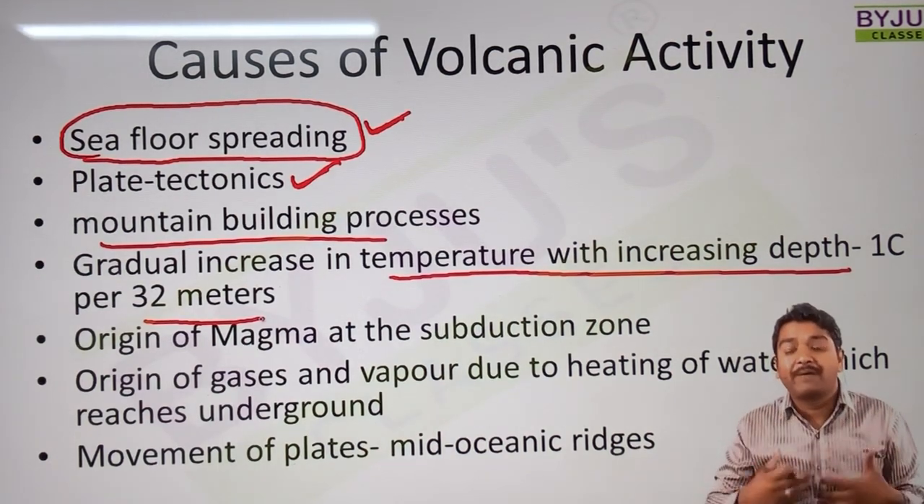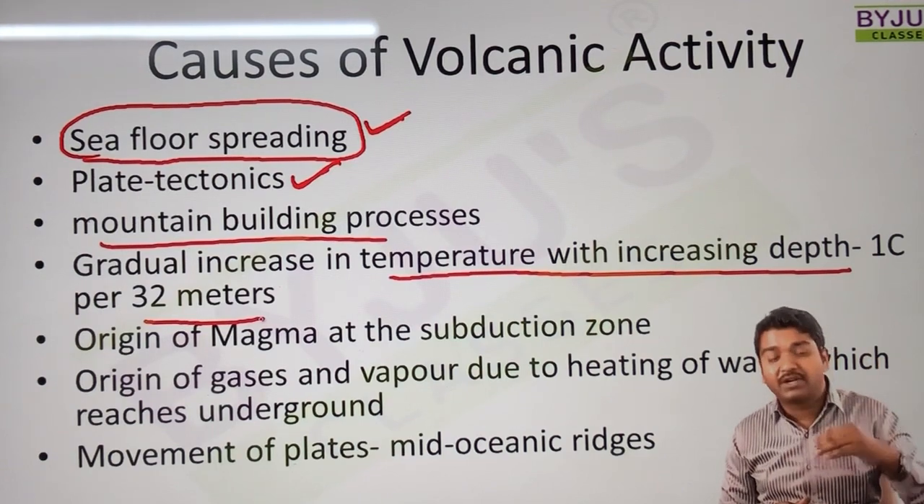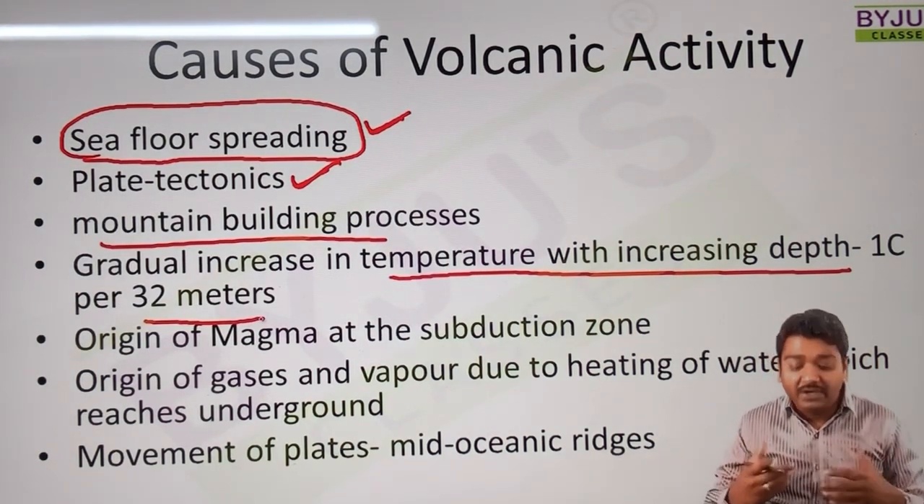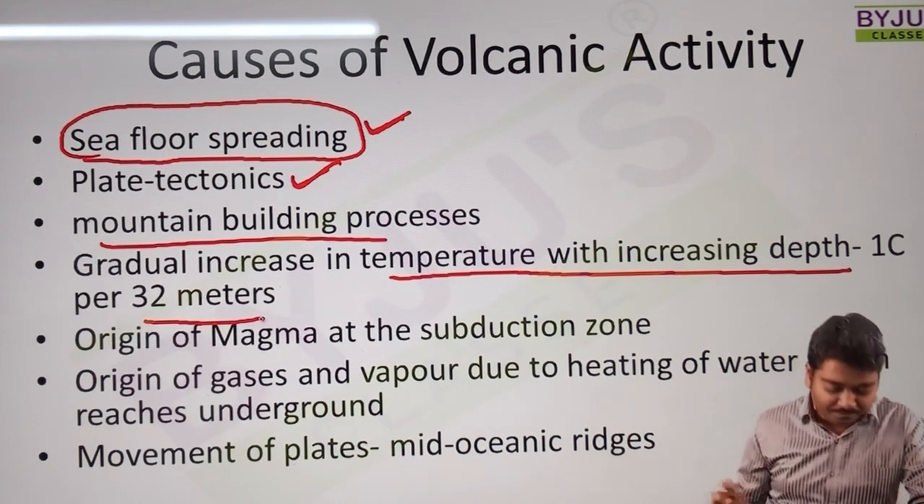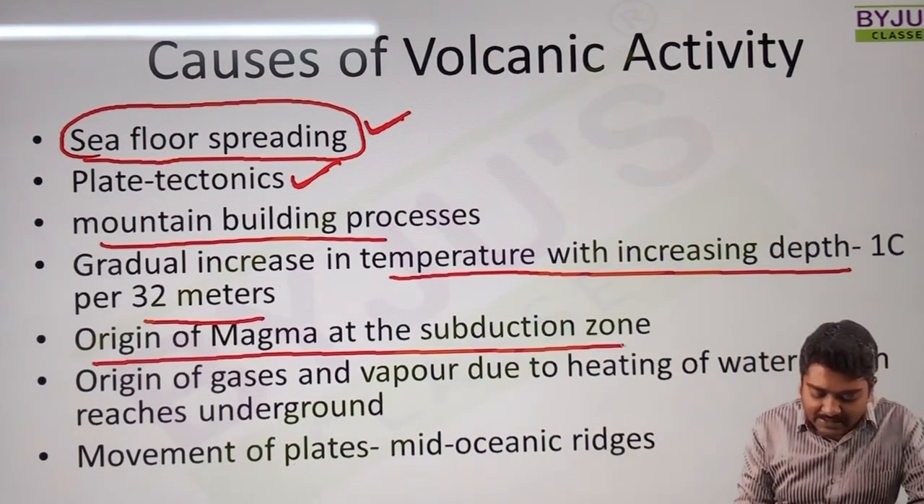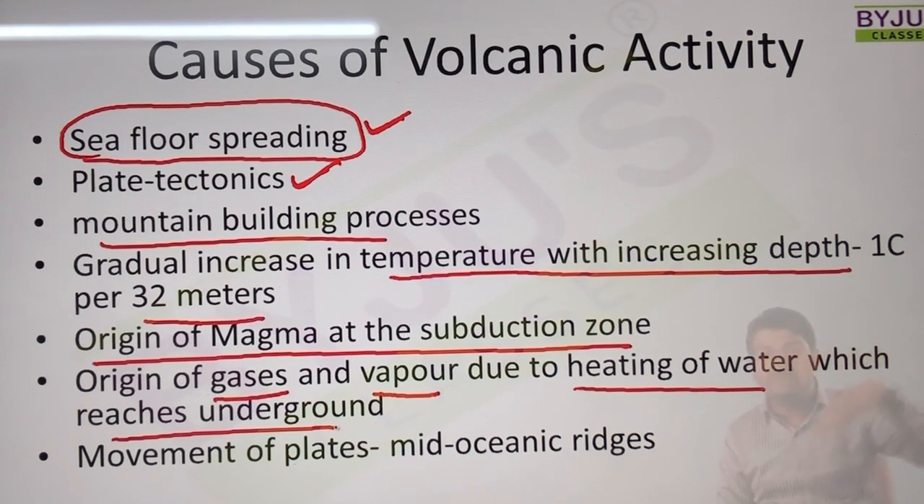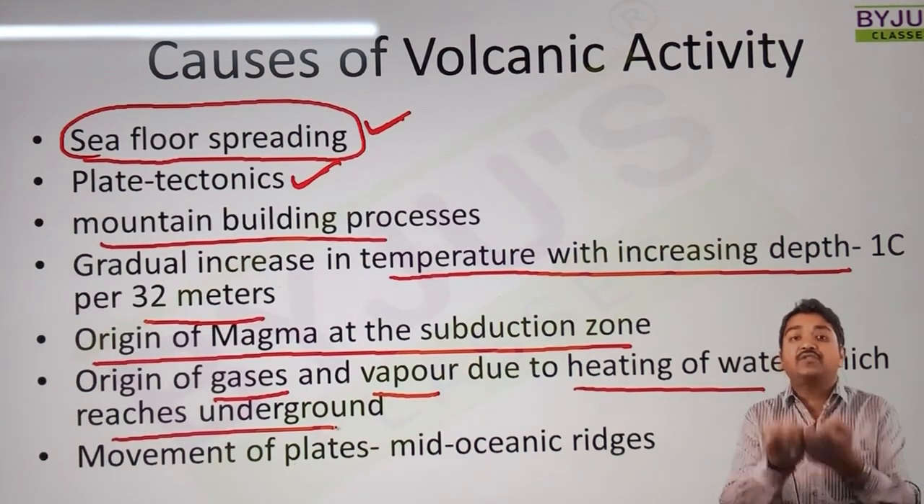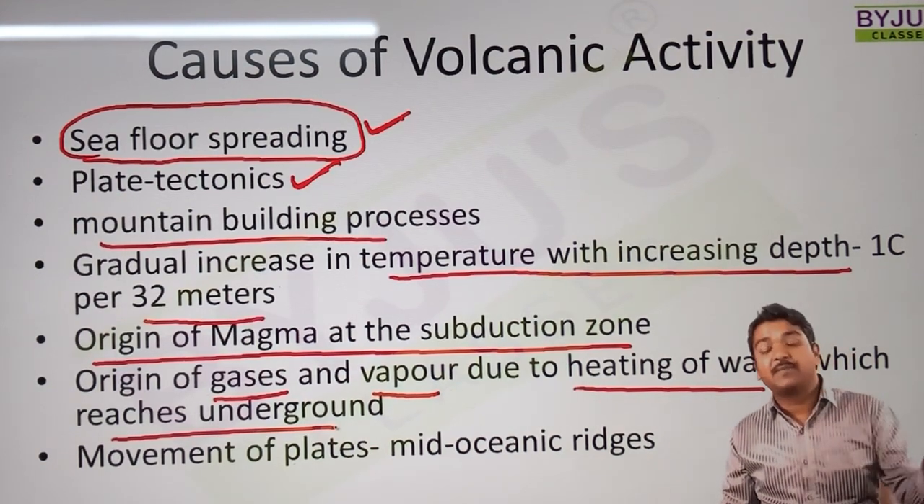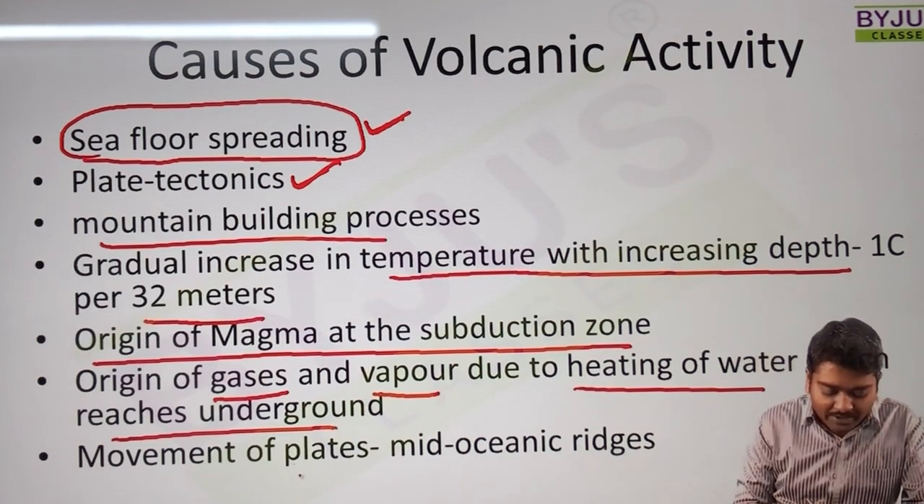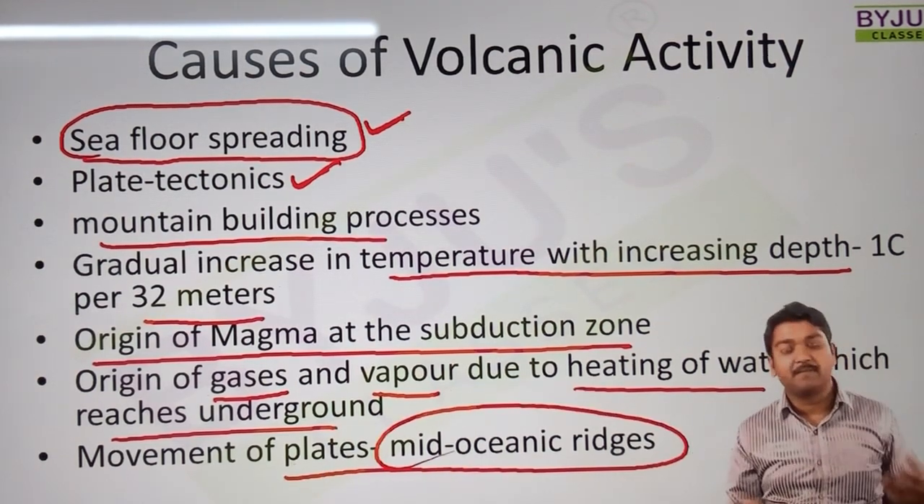So when more and more magma is actually formed due to subduction of the plates, then it has to come out. So it comes out in the form of volcanoes. Origin of magma at the subduction zone, I have showed you. Origin of gases and vapor due to heating of water which reaches underground. I told you whenever the plate submerges, water enters, and in that area you usually see that water vapor is formed, and in those volcanoes you see the vapors and gases coming out. Movement of plates, mid-oceanic ridges, is the best example.